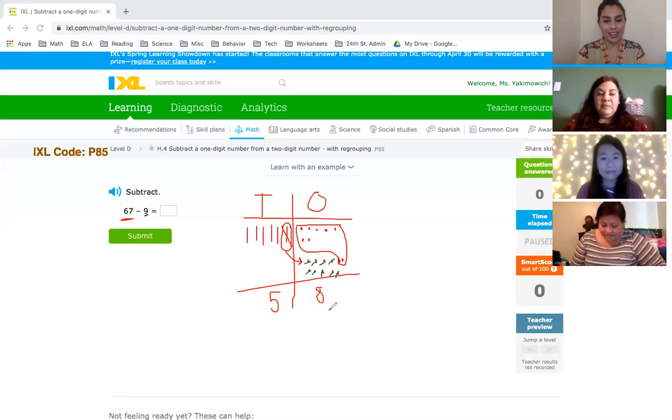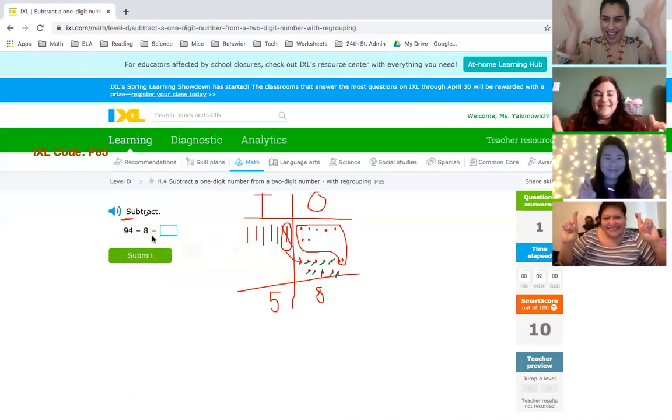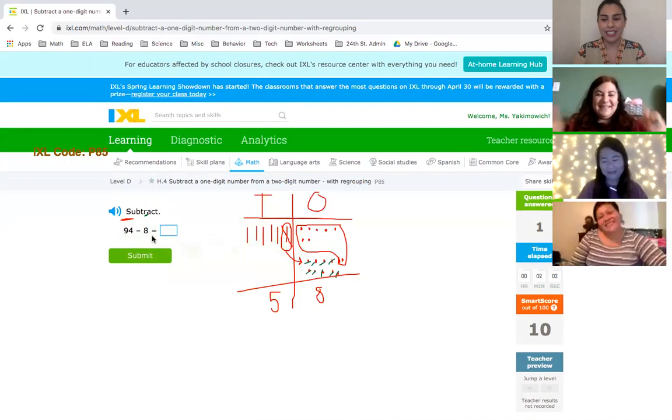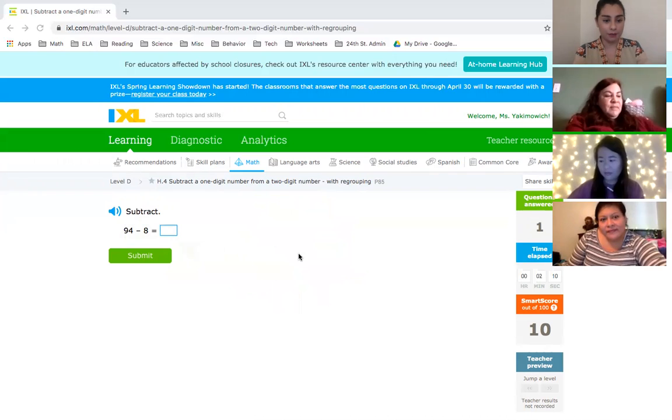Okay, let's see if that answer is correct. So we're going to have it here. I'm going to put it in, cross our fingers. Yay! So we did it using the 10s and 1s strategy. All right, so we're going to try another subtraction problem, and this time it's 94 minus 8.